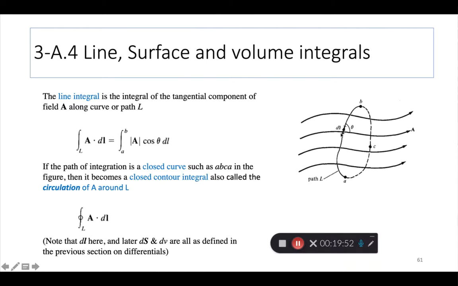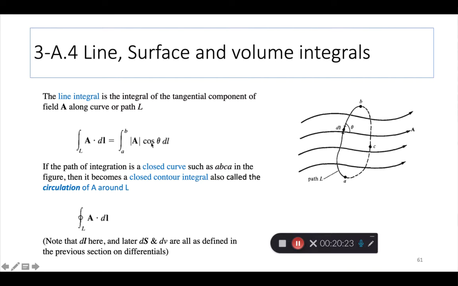A normal component is a perpendicular component. So a normal component would be coming out of the page, right, or coming in your direction, toward your face. But this tangential component, as you see here, dl, is along the page, right, along my computer screen. So if you take the integral of the tangential component of field A along curve or path L, that is the definition of line integral.